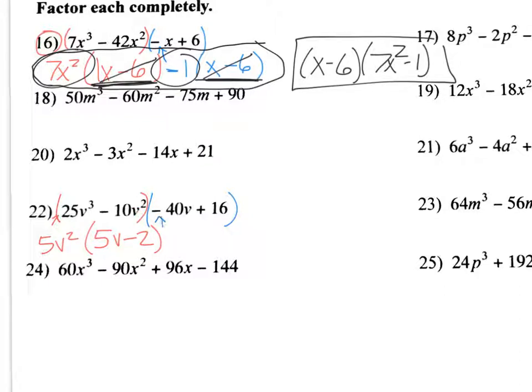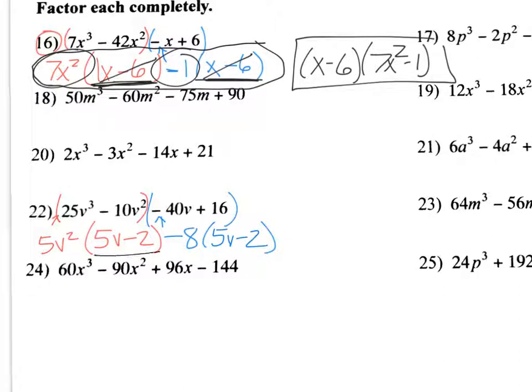Second group, that's a negative. What will go into 40 and 16? Biggest thing would be 8. No variables here because this is the only one that had a variable. Reverse distributive, negative 8 times 5 gives me negative 40, plus the v is still there. Negative 8 times negative 2 gives me 16.